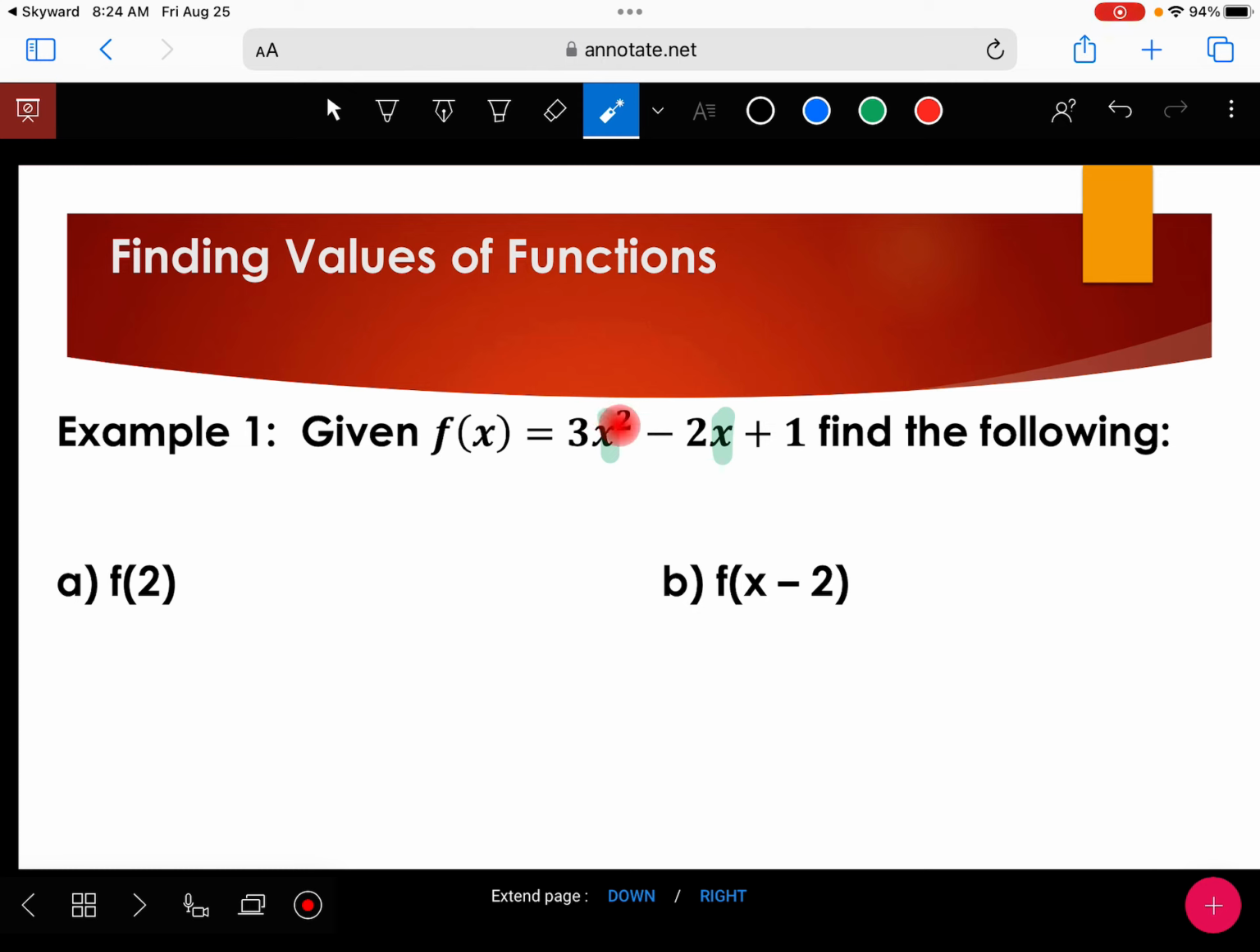Okay. So let's go ahead and work through it. I have 3 and then x squared. I like to write it with parentheses, and I put parentheses where there's an x. And the first time we're simply putting in the number 2. So that's the easiest one. Go ahead, do order of operations and see what you get.